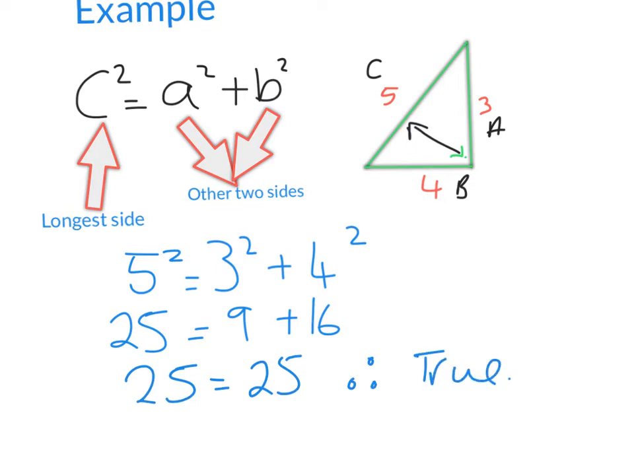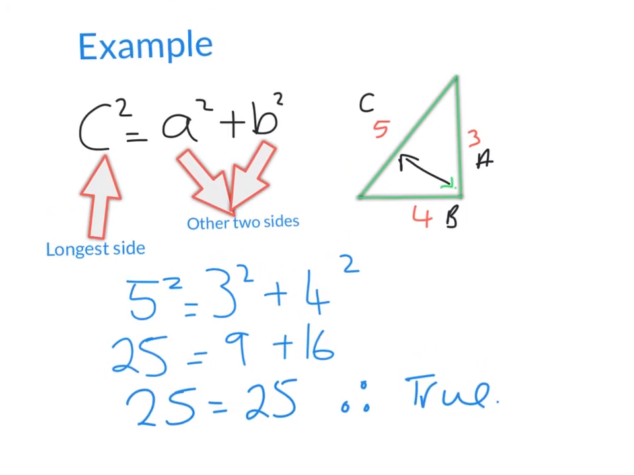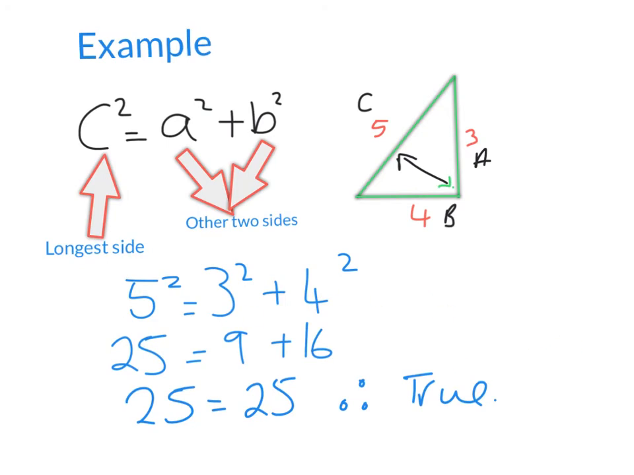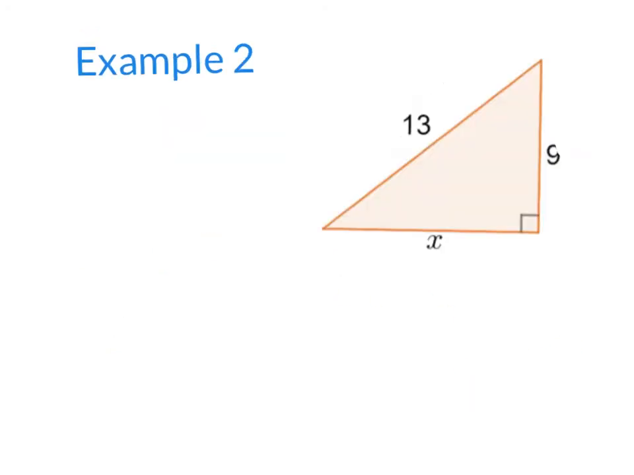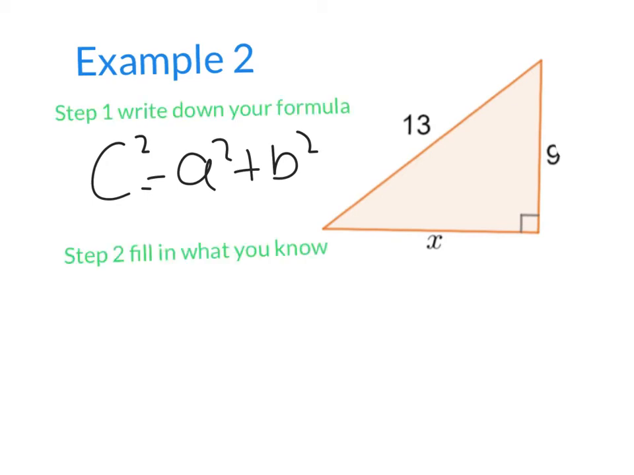Okay, so he went on and proved this theorem, and in geometry you'll watch how he actually proved it. But this lesson today is all about using this theorem to solve questions. So in example 2, we're given a right angle triangle. And we're given two sides, but we don't know what the value of this side is. So when I see a right angle triangle, I say to myself, well, no matter what, Pythagoras' theorem works, which means c squared has to be equal to a squared plus b squared. So step 1, write down your formula. And step 2, fill in what you know.